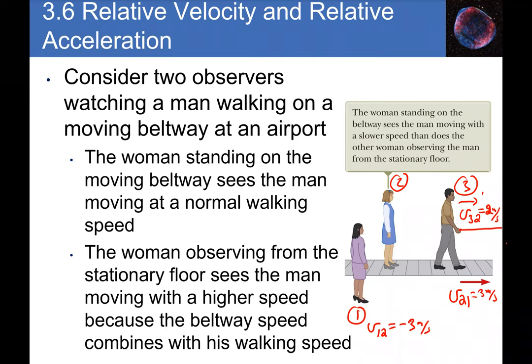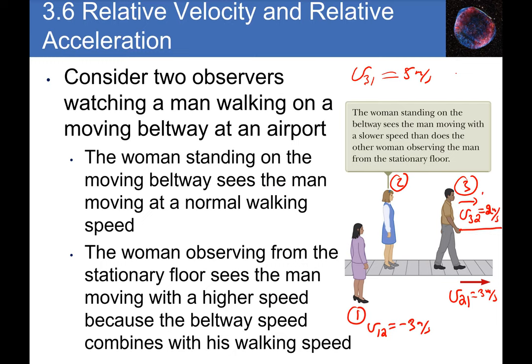The question here is now this. What is then the velocity of 3 relative to 1? How fast do you think person 3 is moving relative to person 1? Well, probably most of you will use intuition, basic logic, and figure out that it is moving at 5 meters per second. All right, so if you thought of that, you are correct.